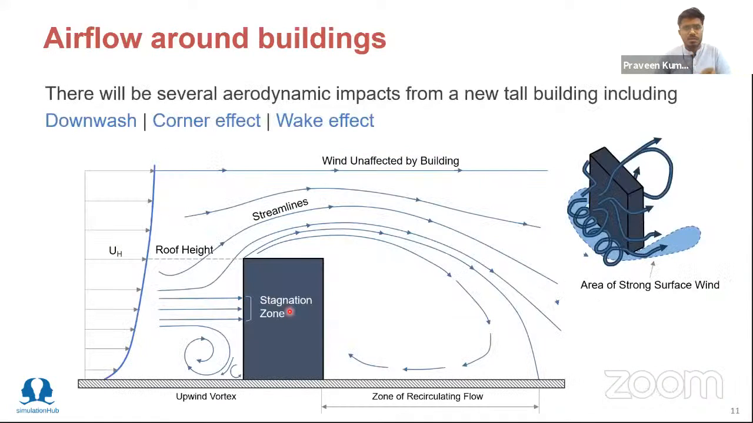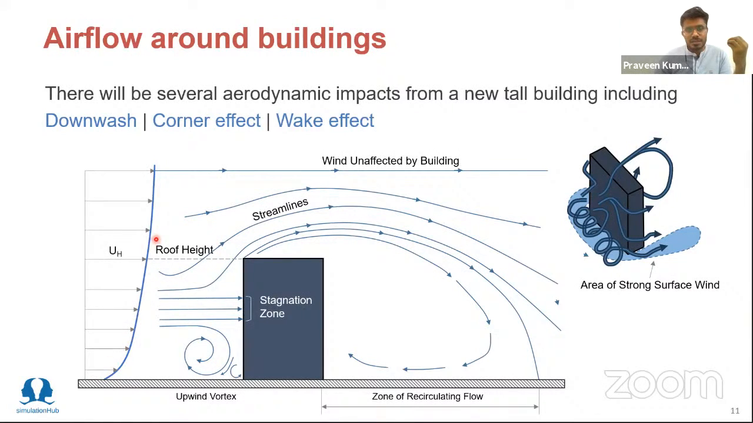Here I'm using the flow around an isolated block or building to understand the different flow features, or flow physics, that happen around buildings. When the wind hits the building, it separates at the edges of the building and forms a zone of recirculation at the wing. And you can see the wind velocity profile.